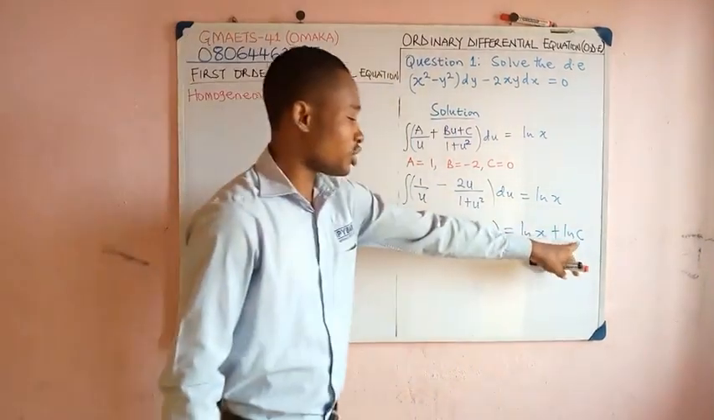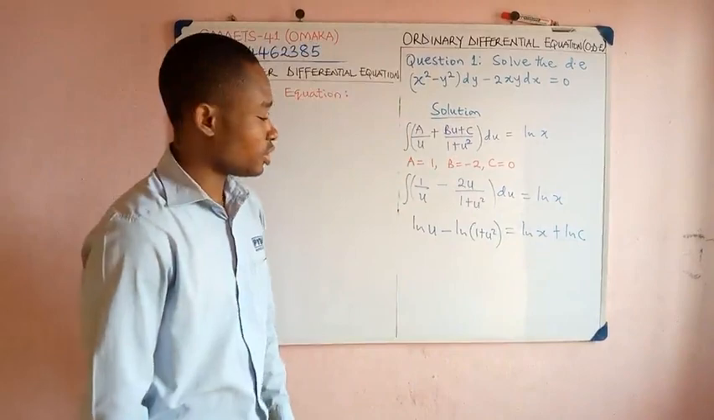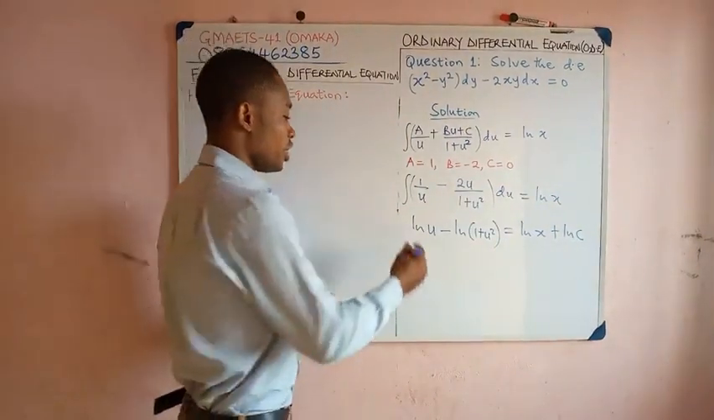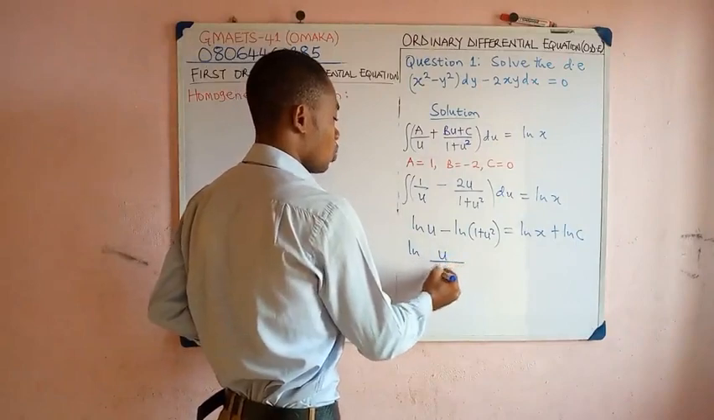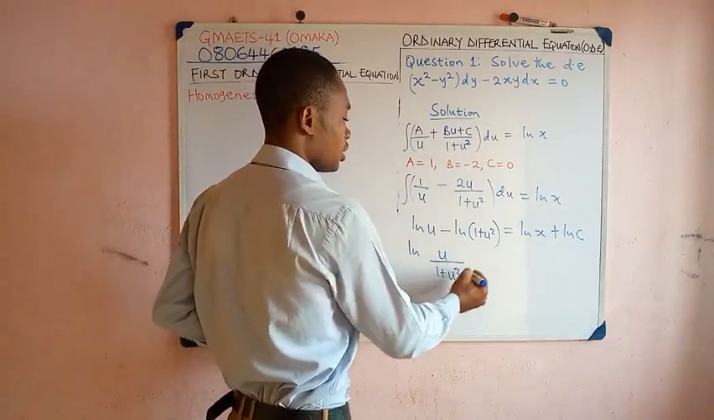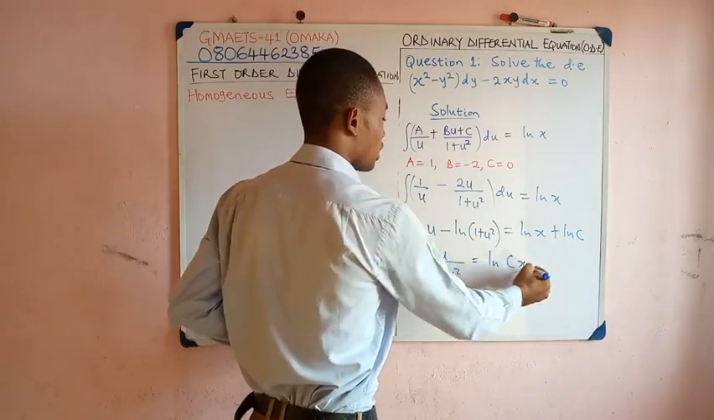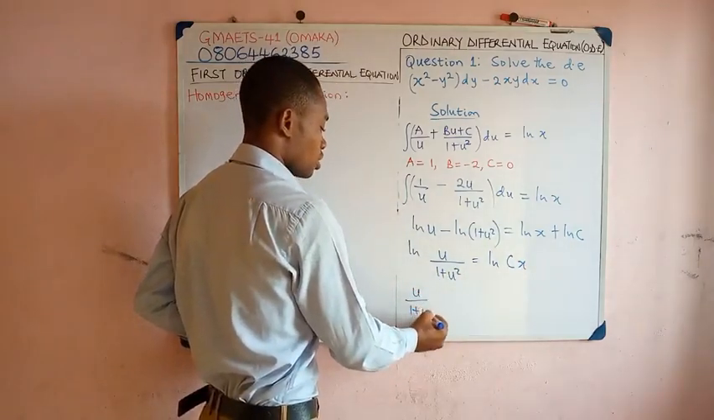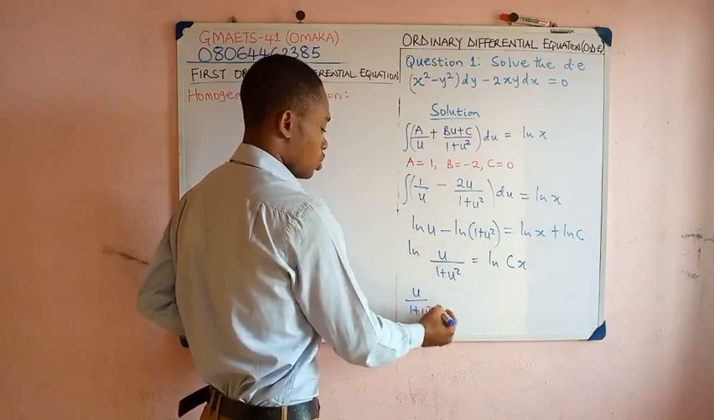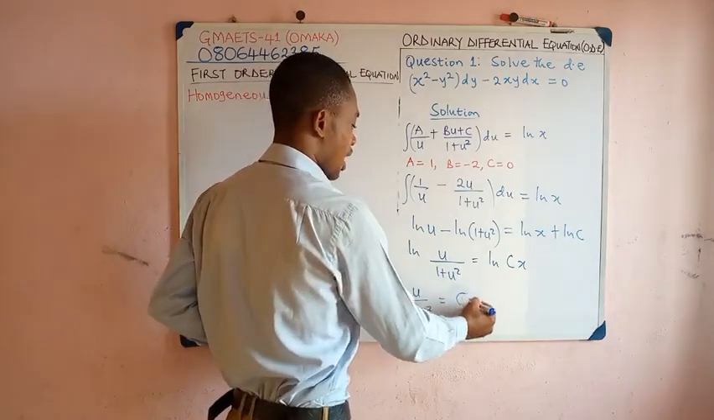At this point, I've now introduced the constant of integration. We can apply the law of logarithm here. Coming over to this part, this is ln of u over 1 plus u squared equal to ln cx. Take the exponential of both sides. So you have u over 1 plus u squared equal to cx.